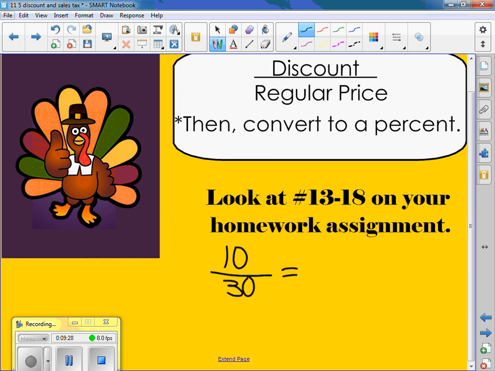And we can simplify that fraction. It simplifies to 1/3. And we know as a percent, 1/3 is 33 1/3%. And the directions say to round it to the nearest percent, so we would say that this is approximately 33%.